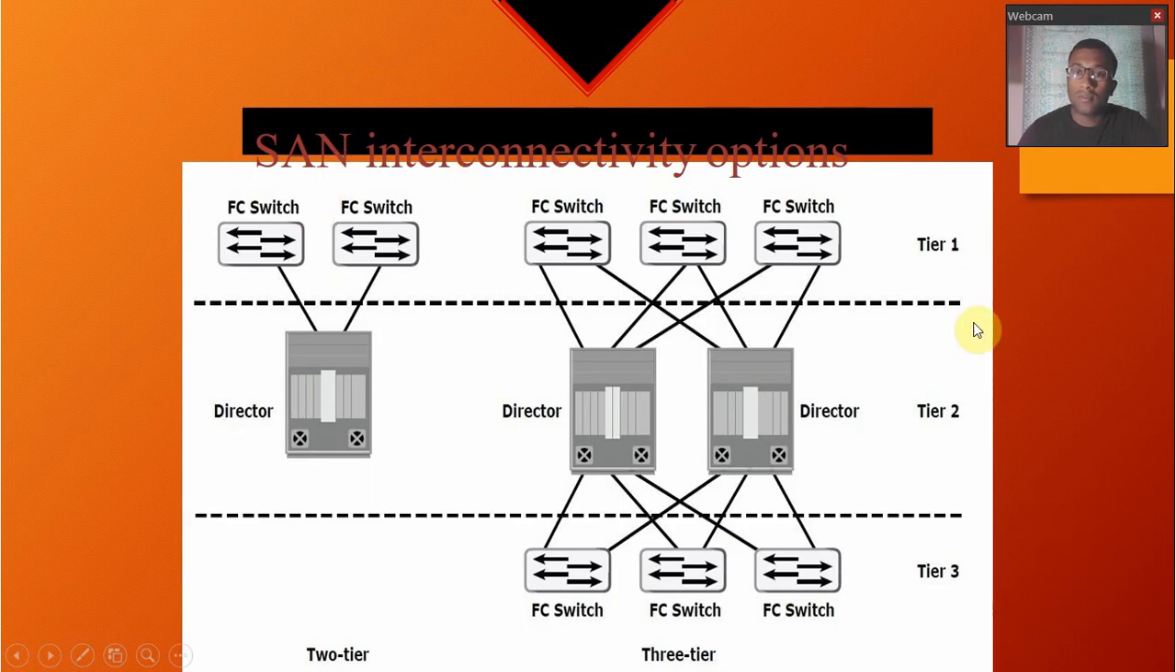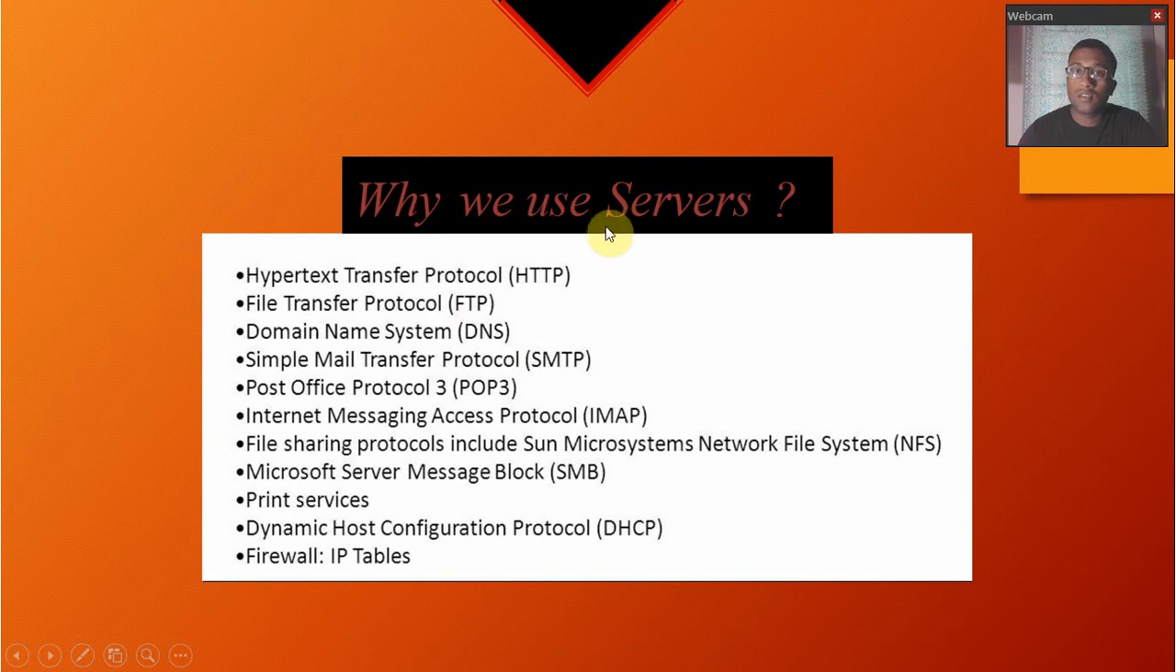And this is an interconnected SAN diagram, in which fiber switches have been connected to one directory, and there are several other directories which are accessed through each and every fiber channel switch. Then comes servers. In servers, we'll be using various protocols for the functioning of our data to be sent.